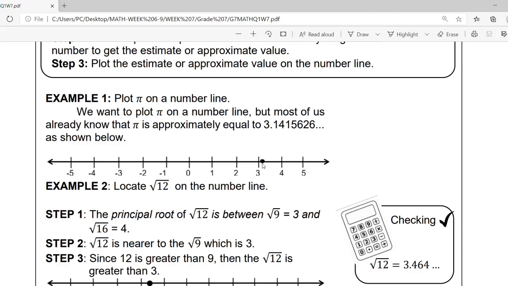3.14. So we want to plot that one. And that is somewhere here.